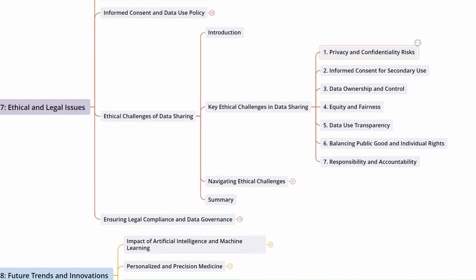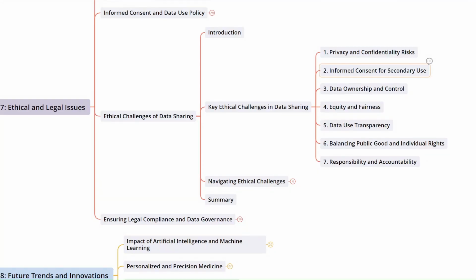Firstly, privacy and confidentiality risks. Sharing data increases the risks of unauthorized access or breaches, potentially exposing sensitive information. Ethical obligations to protect patient privacy, even when data is shared widely.